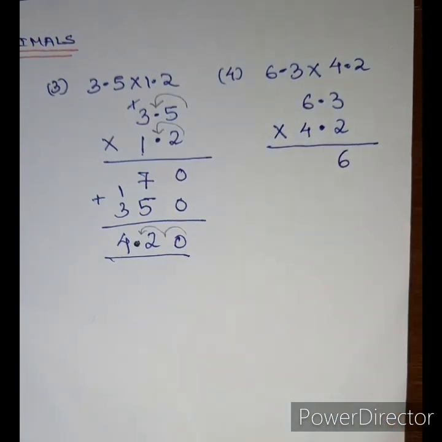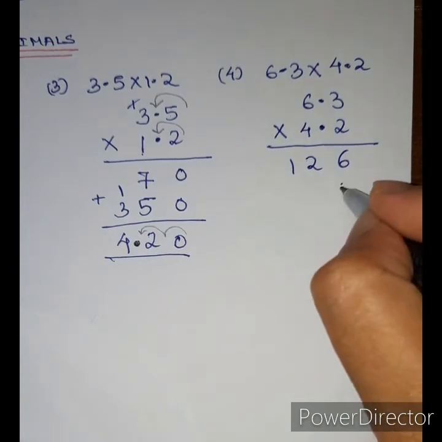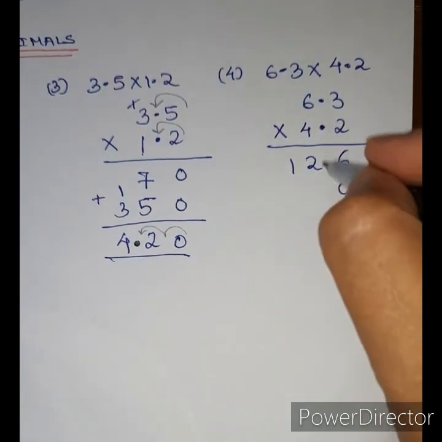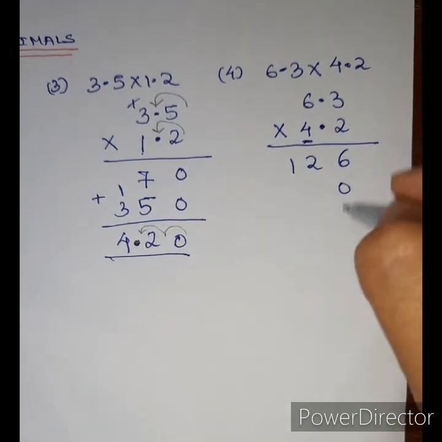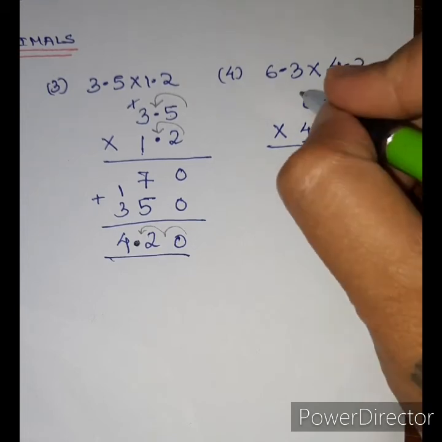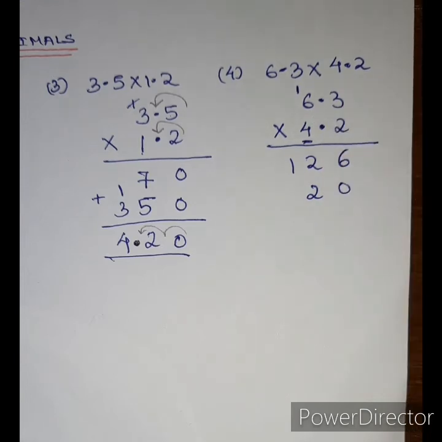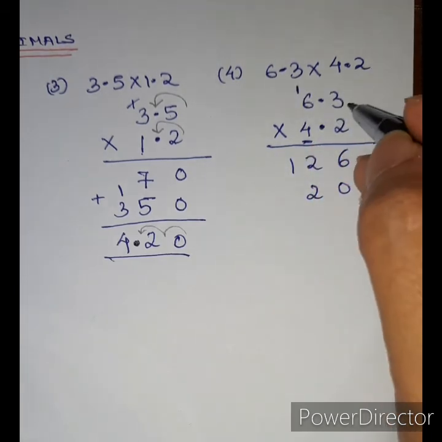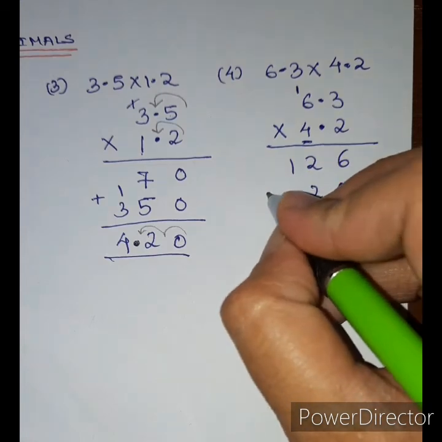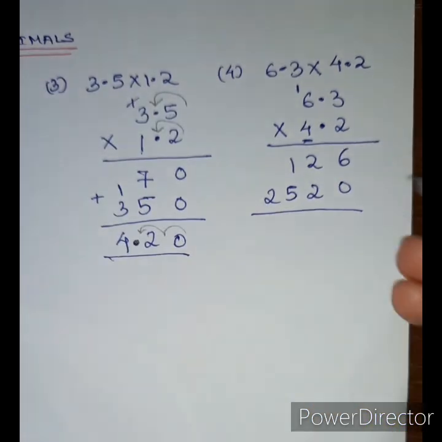3 twos are 6. 2 sixes are 12. You can put anything, 0 or plus. Let me put 0 because we are going to the tens place, the second place value, so we have to skip the ones place. So 4 threes are 12, carry 1. 6 fours are 24, plus 1, 25. Remember to put the numbers one below the other, don't mix up.